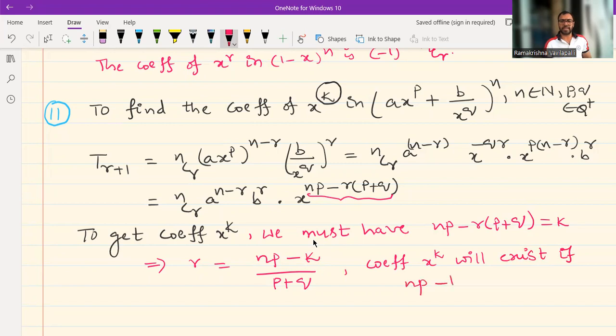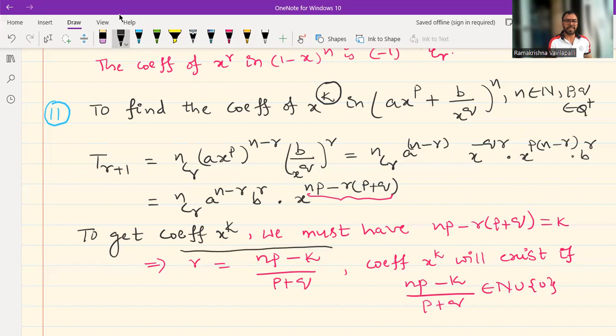(np minus k) by (p plus q) is a natural number, or you can say it is a natural number union 0. So remember, this formula is very, very important. It will save much time in solving these types of questions. r equals (np minus k) by (p plus q).